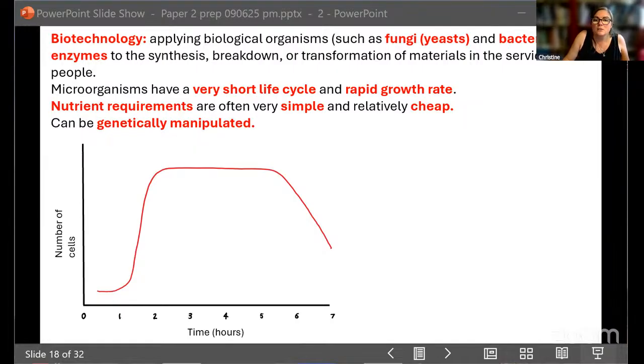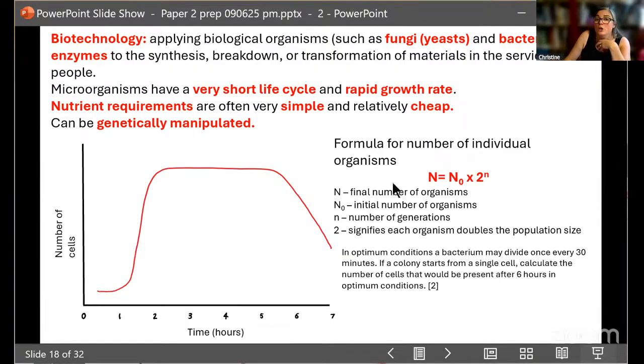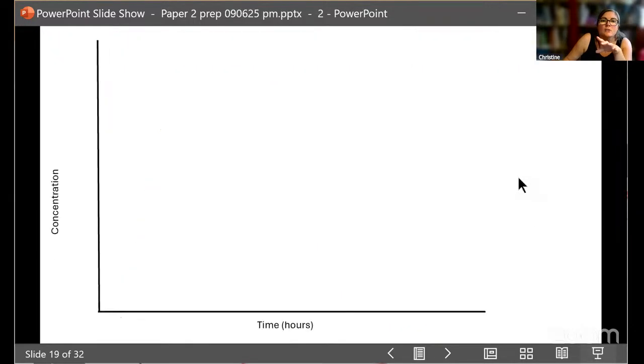Right, let's go back here. Right, moving on. So they could ask you to do the formula of number of individual organisms. Again, I've got the video on that, so do watch it, and it tells you how to go through this.